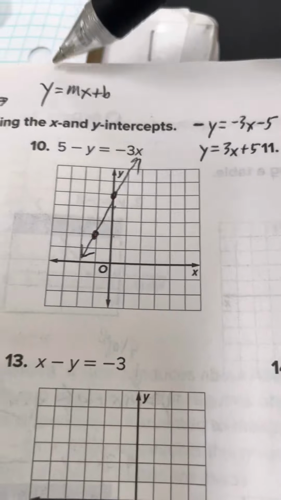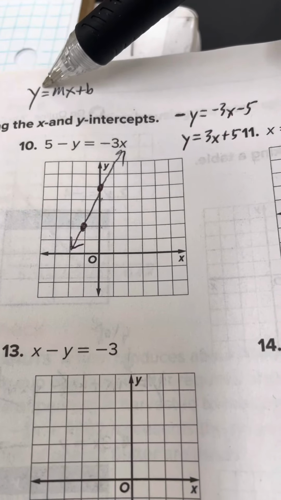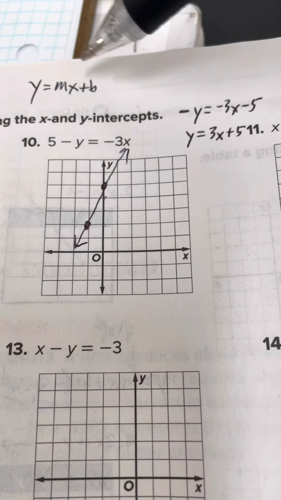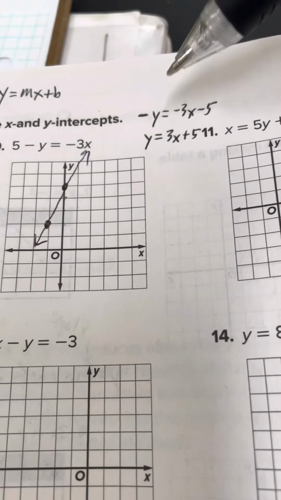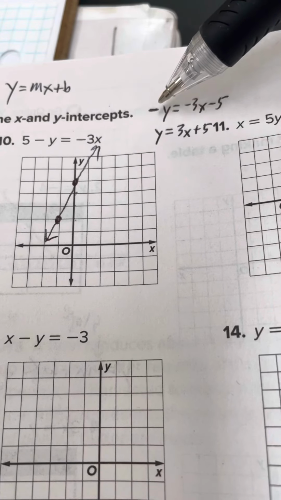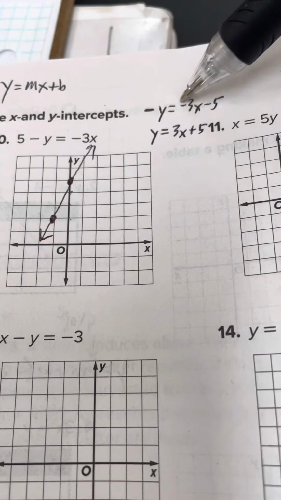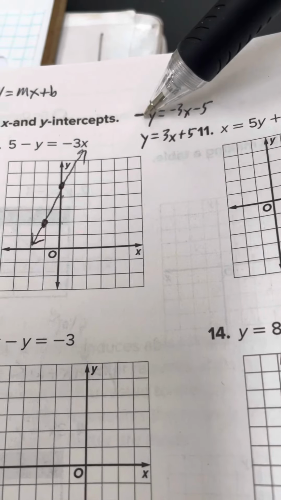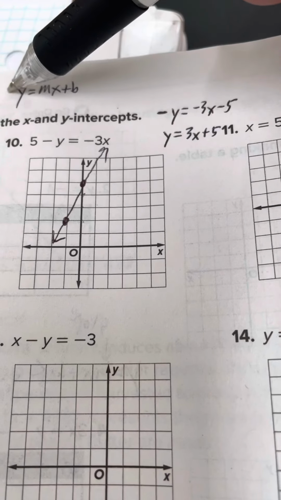So remember, we're doing slope-intercept form. We got to put it in slope-intercept form first, which is y equals mx plus b, where m is the slope and b is the y-intercept. So I just changed this to where I subtracted 5 from both sides. So I ended up with this equation. Then I don't want to know what negative y is. I just want y by itself. I don't want a negative y.